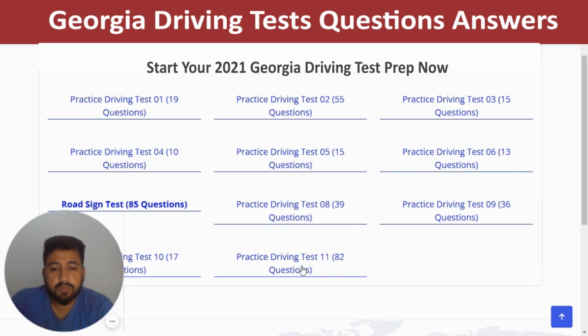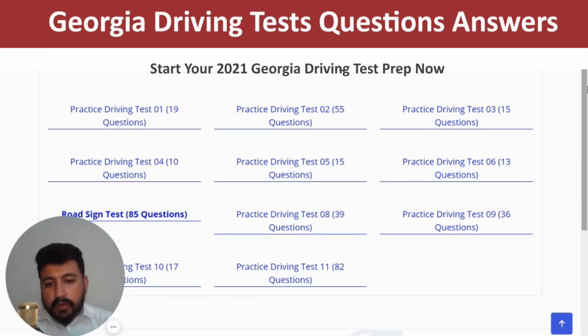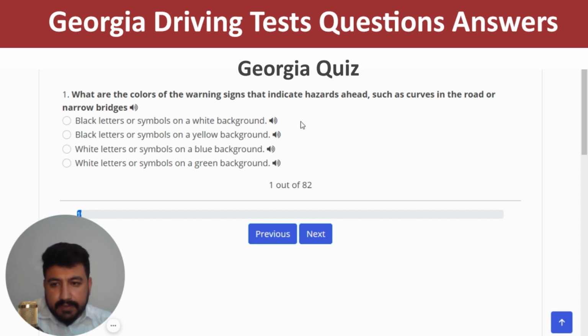So I am going to click on practice driving test number 10 and it has 82 questions. Congratulations on completing all your previous quizzes. So now we are going to move to the last one, which is the practice driving test number 11, which has 82 questions. So let's click on this. Here we go. The first question is, what are the colors of the warning sign that indicate hazards ahead, such as curve in the road or narrow bridges? So the right answer of first question is black letters or symbols on a yellow background. So I'm going to click on the second option.